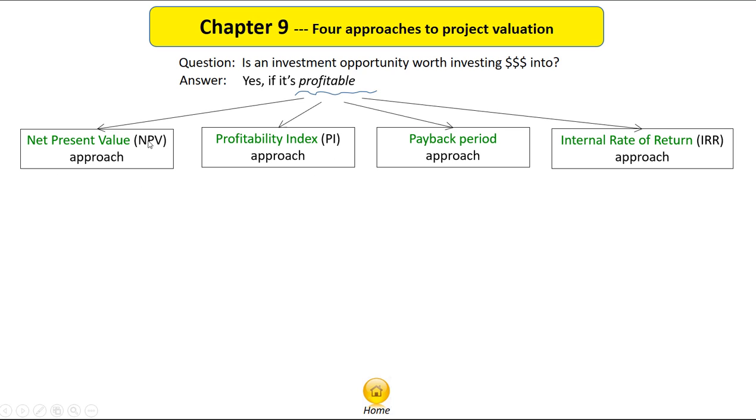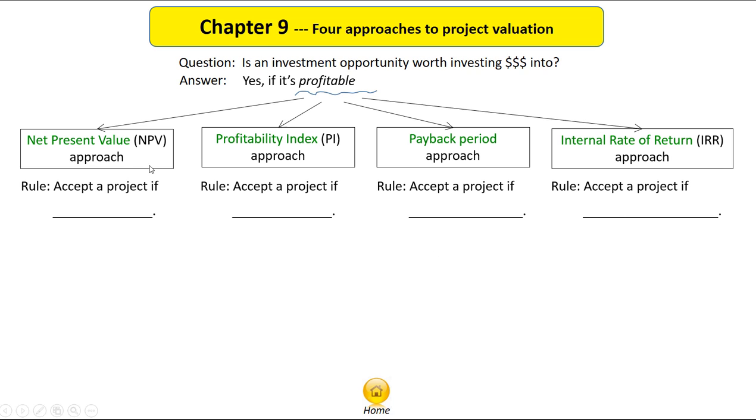The net present value or the NPV approach, the profitability index or the PI approach, the payback period approach, and the internal rate of return, the IRR approach. The net present value approach says that the project should be accepted if the net present value is greater than $0. The profitability index approach says that the project should be accepted if the profitability index is greater than 1.